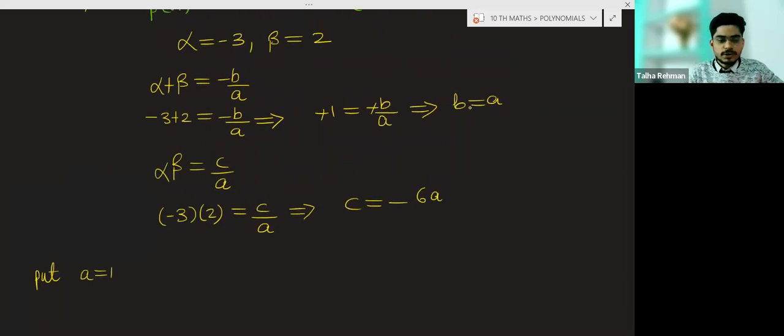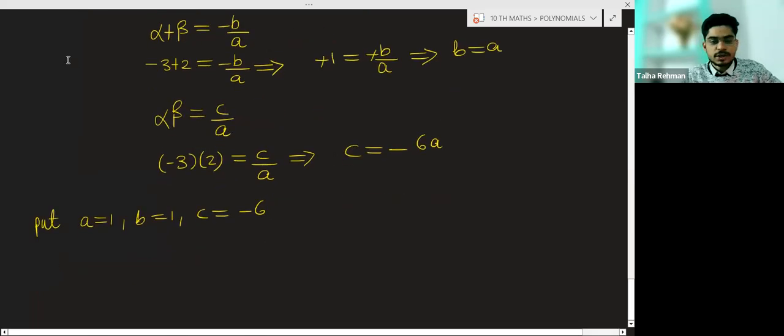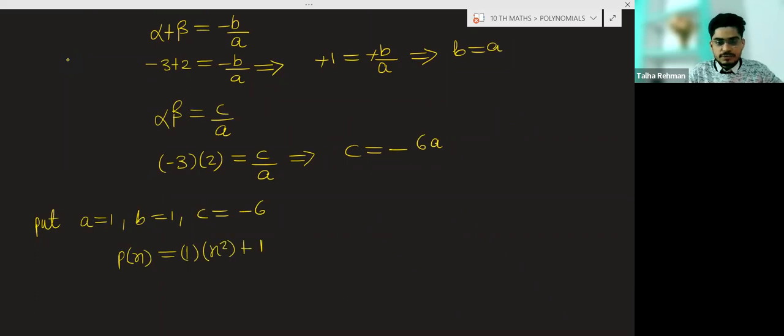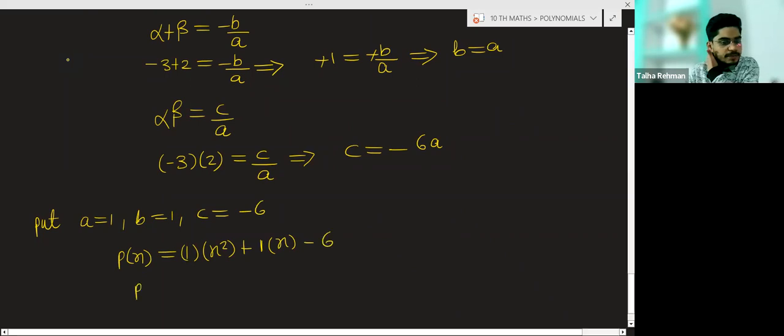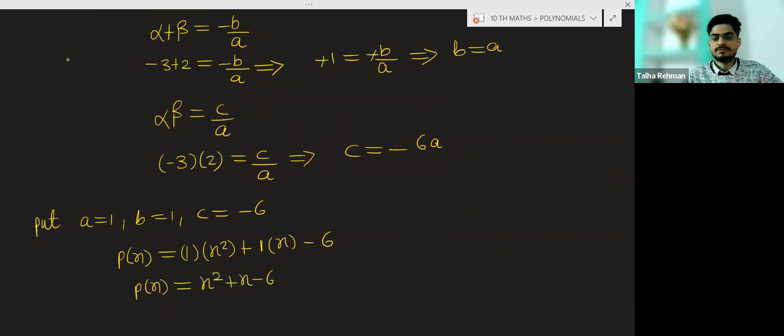So what is the value of b? B is also 1. And what is the value of c? C becomes -6. So now you have a, b, c, put in this polynomial. That is ax square means 1 into x square plus bx, 1 into x, plus c means -6. So the required polynomial will be x square plus x minus 6.